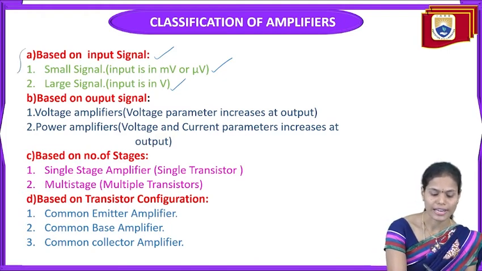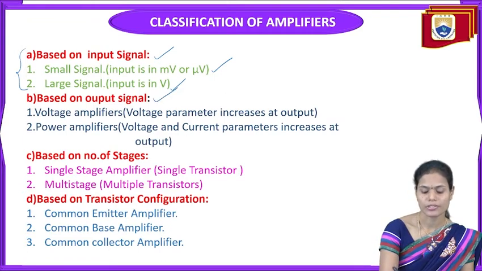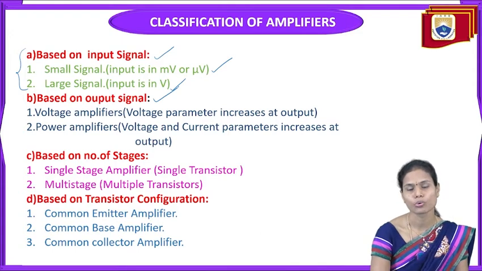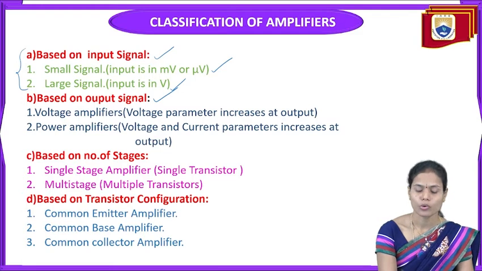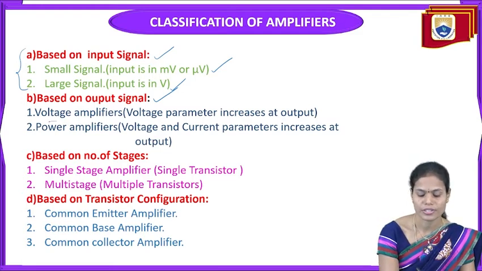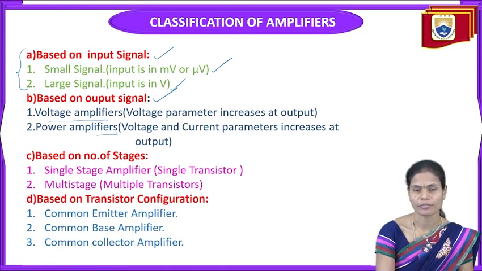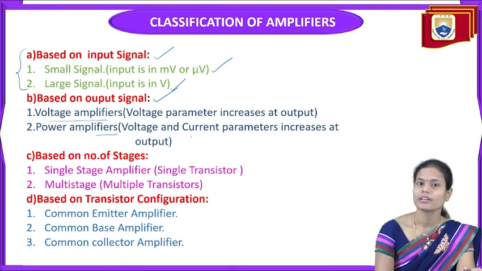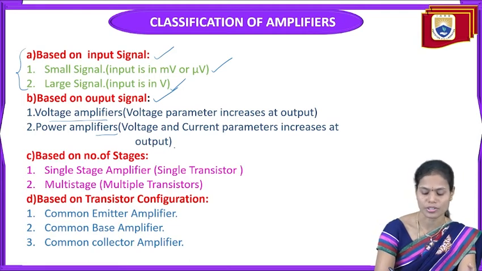And this is one type of classification. And the next type of classification is based on the output signal: which type of output we are taking, either voltage, current, or power amplifiers. If we take the output as voltage, it is the voltage amplifier, where the voltage parameter increases at the output. And for the power amplifier, once we take it as power, that is nothing but both the parameters, voltage levels as well as current levels, increasing at the output stage.